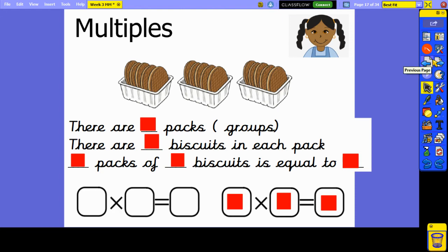Now, I'm going to need my multiples. Oh, I've got some biscuits here. They look delicious. Pause the video while you have a think. How many packs are there? How many biscuits in each pack? Then use that information to help you write your multiplication equation and find out how many altogether. Pause the video and write it down.